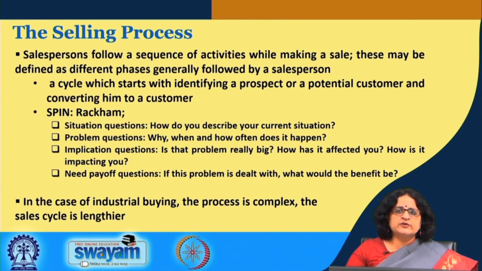Now salespersons will, as I said, follow a sequence of activities when they make a sale, and these may be defined as the different phases which a salesperson would follow. It would be a cycle which will start with identifying a prospect or a potential customer and converting him to a customer. Now what we are talking of here typically is a B2B scenario. We are going to talk more in terms of the industrial buying process or the organizational buying situation.